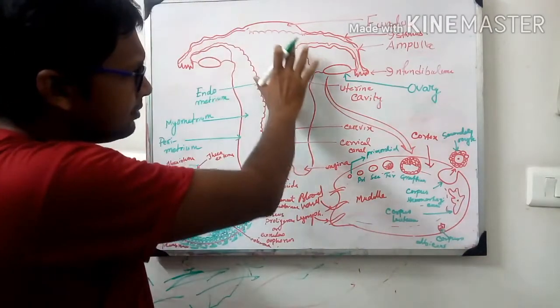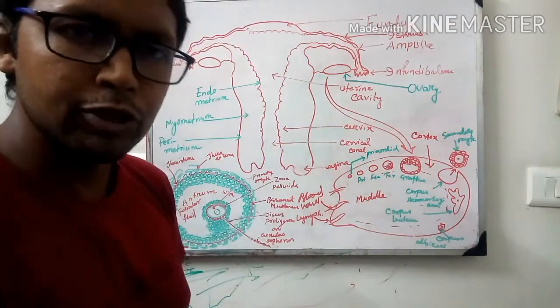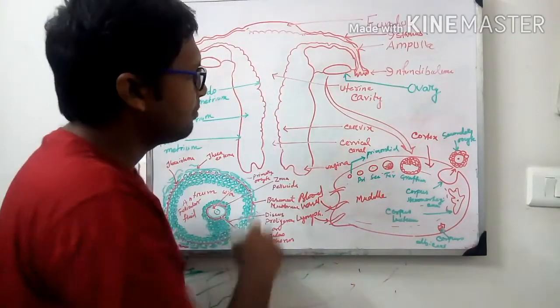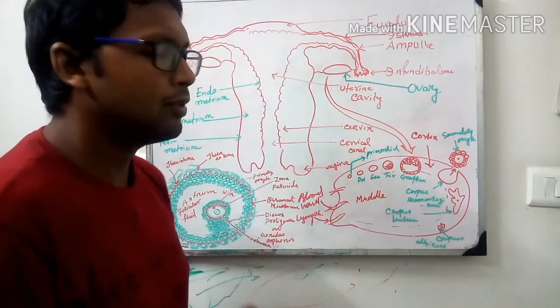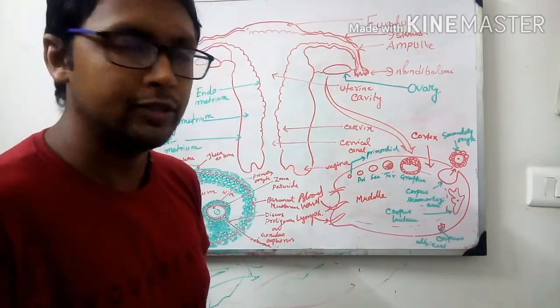Now we'll discuss the second part, the female reproductive structures. Here is the diagram. Take a very close look at this diagram. You need to observe very carefully and take note of what the points are and what the functions of the different points are.